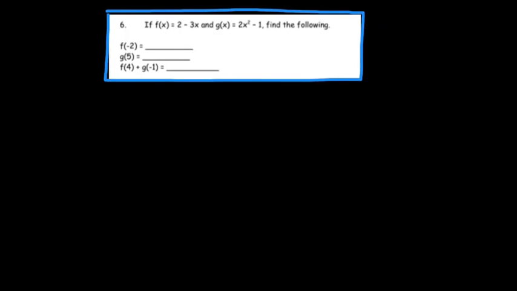Now, the first thing I'm going to find is f of -2. So I'm looking for f of -2. Because I'm using the f, I'm going to use this function here. So I'm going to say f of -2 equals 2 minus 3x.